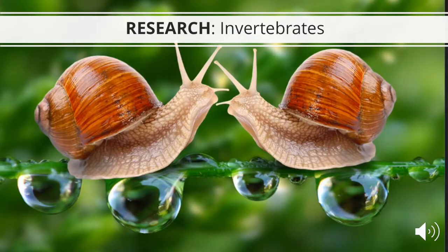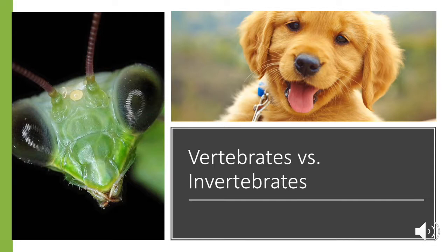Our research is going to be about invertebrate animals. And there are many, many invertebrate animals. The snail is just one of them. To do that, we're going to compare vertebrates with invertebrates. And which is the cute vertebrate here? It's the little puppy, right? Like we saw in our game, the dog was with the vertebrates. And on the left side here is a picture of the face of a praying mantis. These are fun little invertebrates.